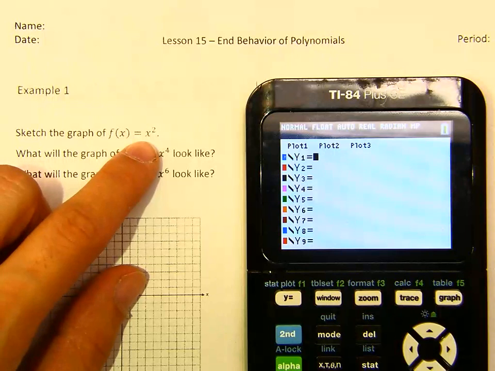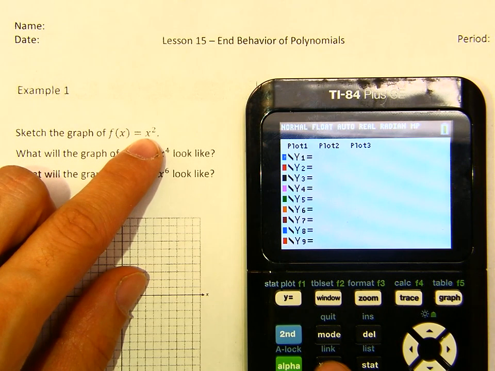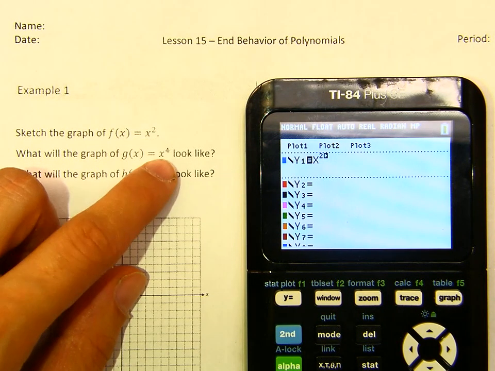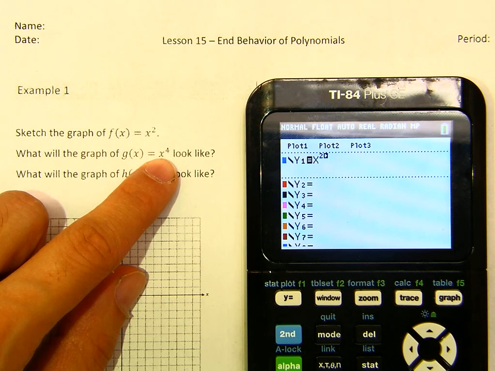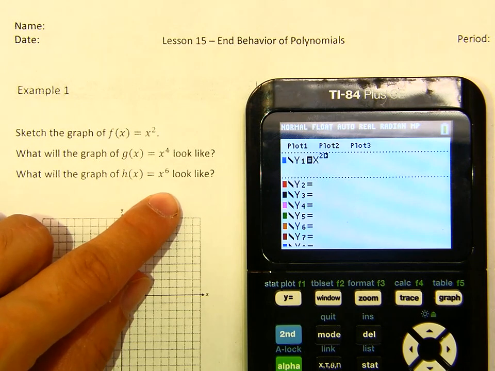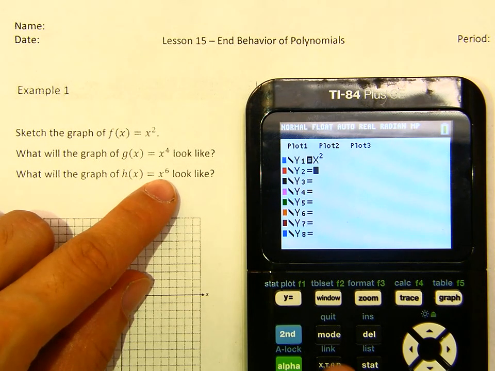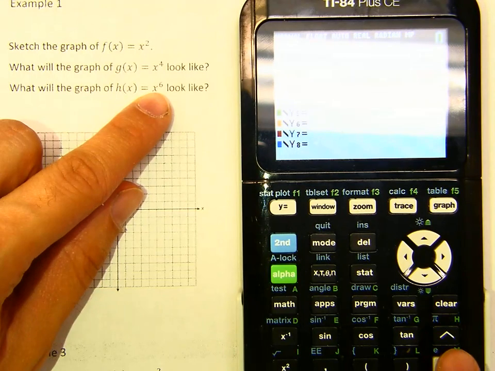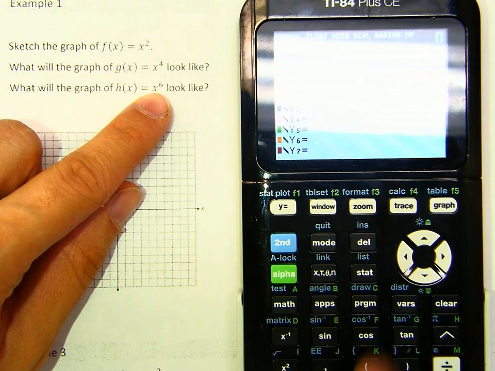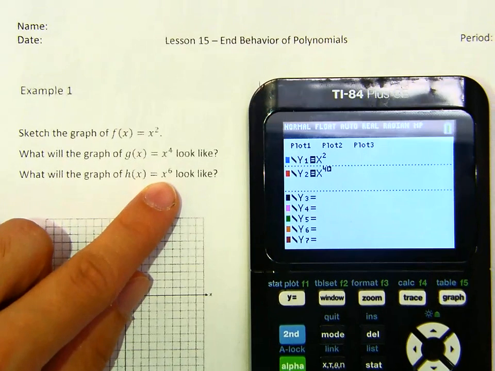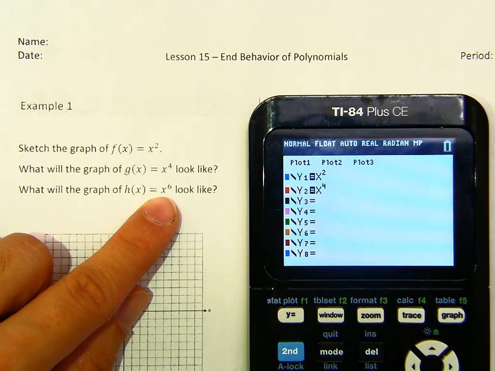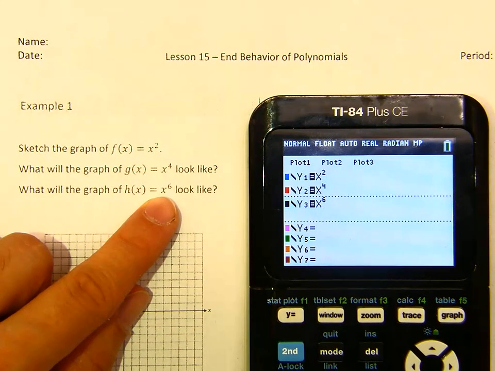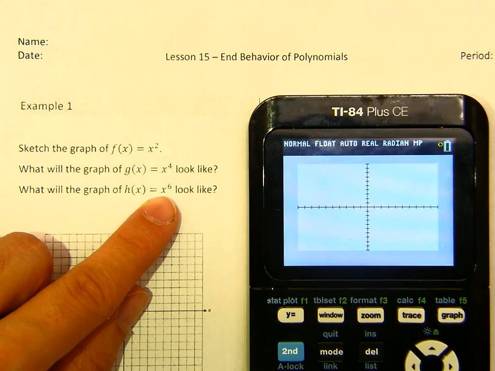You see here, x squared. We should be all okay with what x squared looks like, but what happens when we have x to the fourth, x to the sixth? How will the graph change? So let's see. Remember if you want to put to the 4, you put this little caret symbol over here, so hit to the 4. Okay, and let's go to the next one, x to the 6. Okay, and let's hit graph.